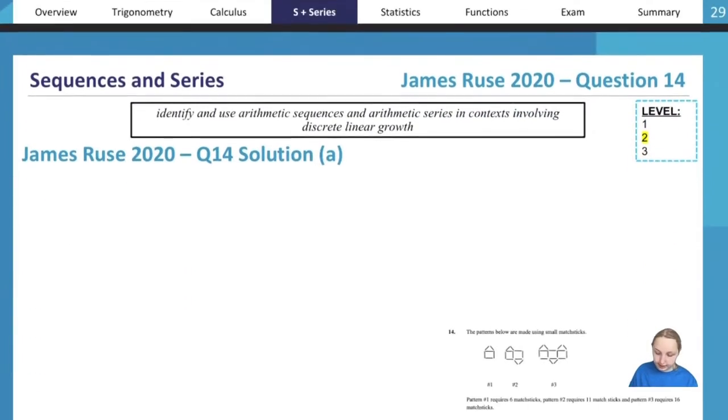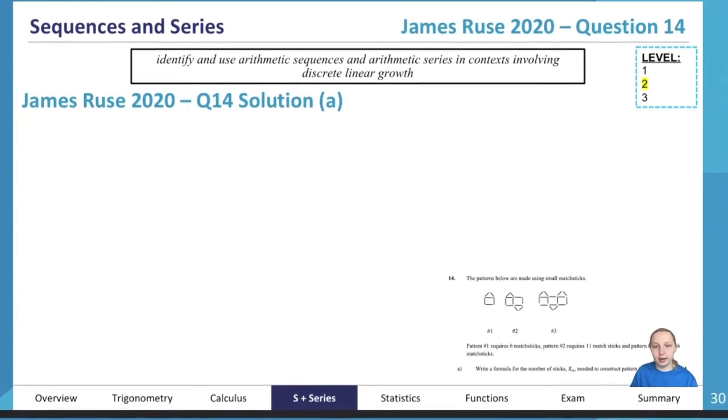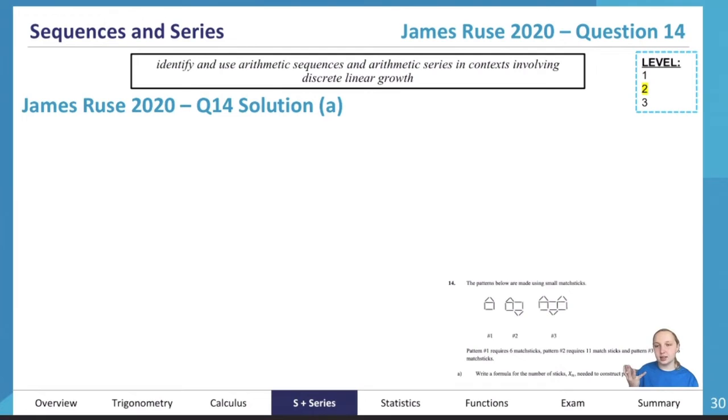So let's look at the solution for part A. I think some people sometimes forget that they can ask you basic questions on arithmetic sequences and series. I think sometimes people forget that they're not all going to be about financial maths. So good to revise this as well. So we've got our sequence being 6, 11, 16, and so on. We've already determined that our d is equal to 5.